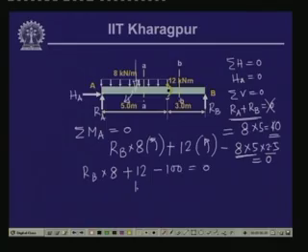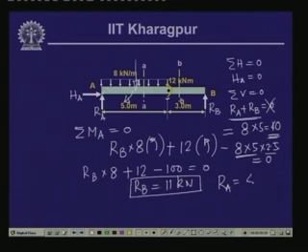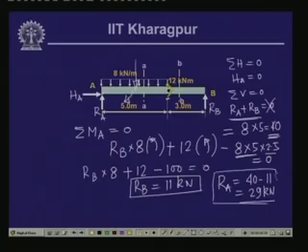So, this gives us a value of RB equal to 11 kilonewton. Now, since RA plus RB is equal to 40 kilonewton and RB alone is 11 kilonewton, RA is equal to 40 minus 11, which is 29 kilonewton. So, the reactive values are RA 29 kilonewton and RB 11 kilonewton.